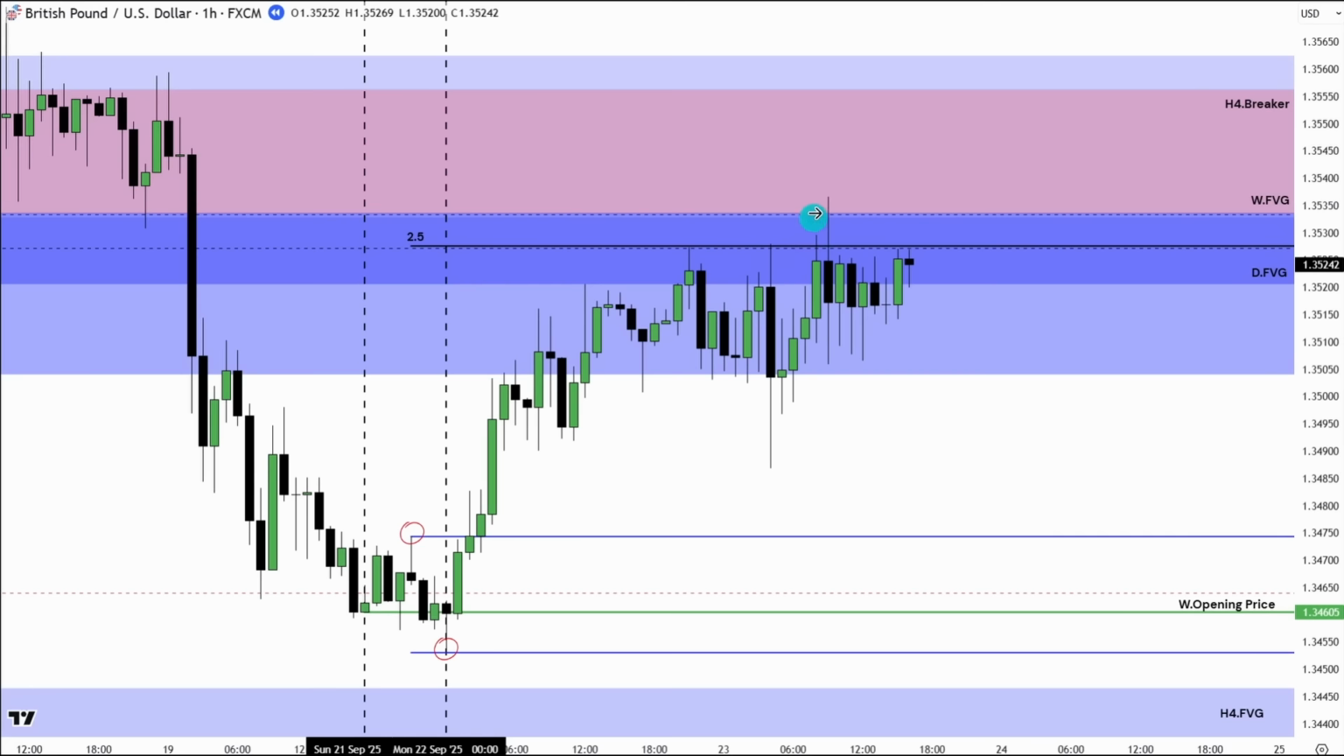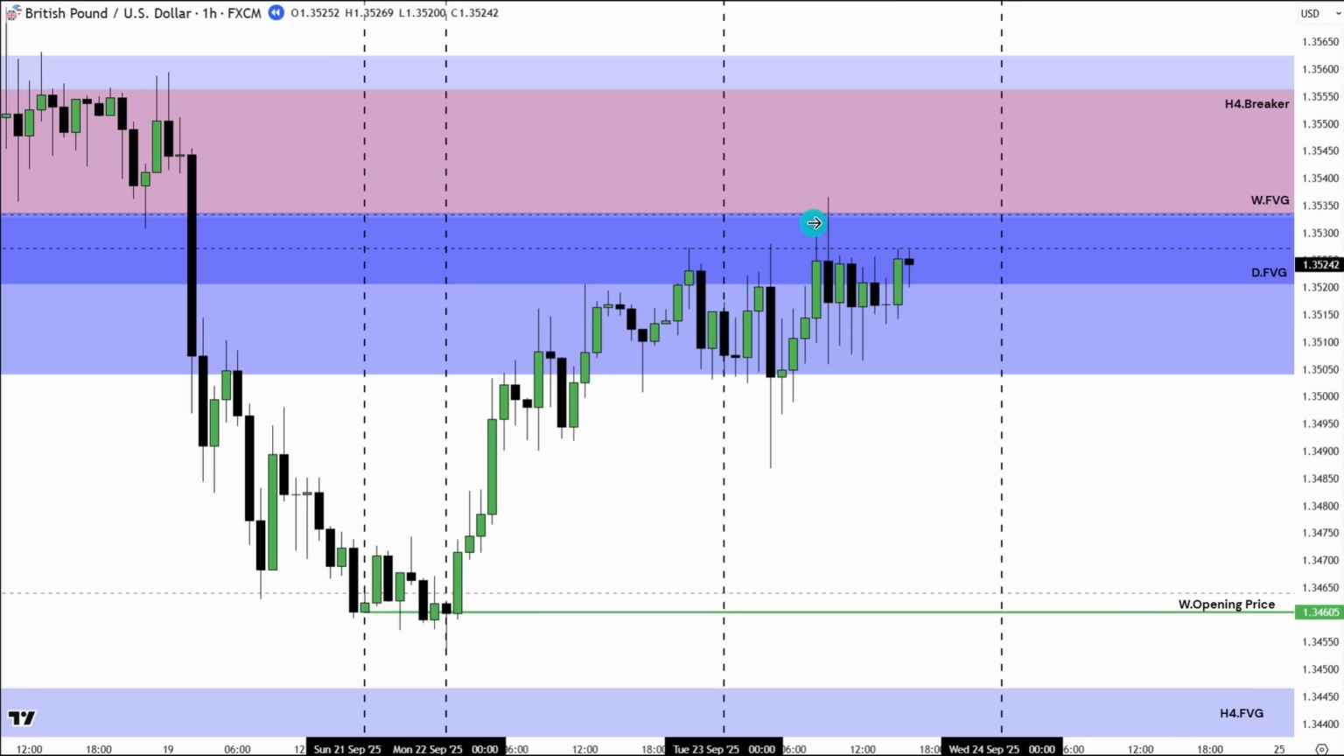Now, this high forms on a Tuesday. And notice that it sweeps the buy-side liquidity above these relative equal highs to the left, which also includes Monday's high. Then price stays inside of a consolidation, engineering sell-side liquidity below the consolidation's low.